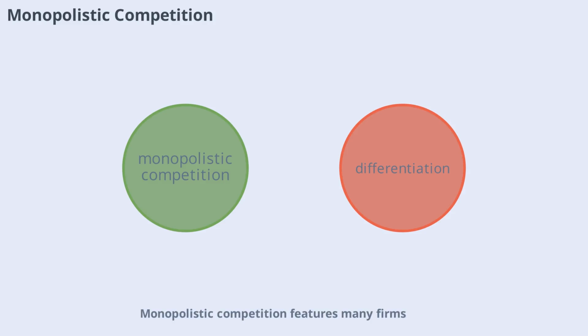Monopolistic competition features many firms selling similar but differentiated products. Firms have some control over prices due to product differences such as branding or quality. This structure encourages innovation and variety, benefiting consumers. Firms in monopolistic competition focus on marketing and product development to stand out.